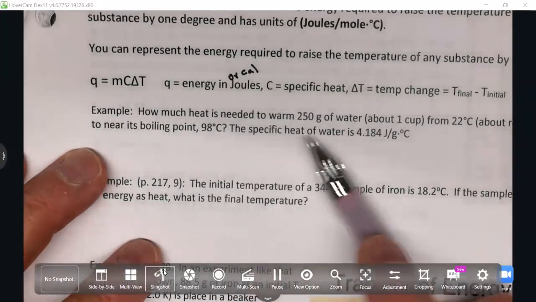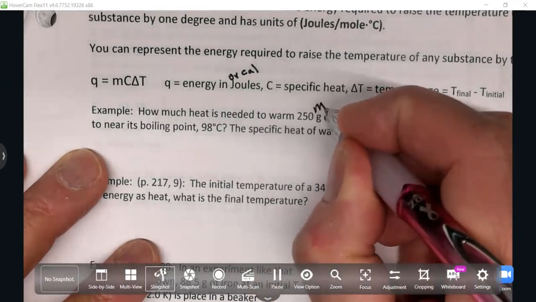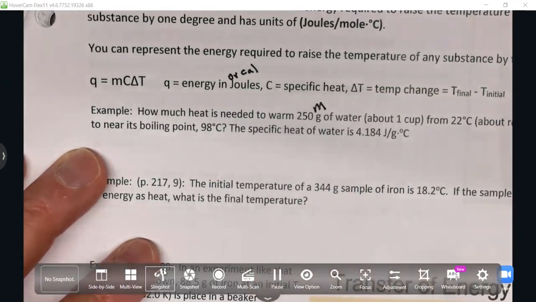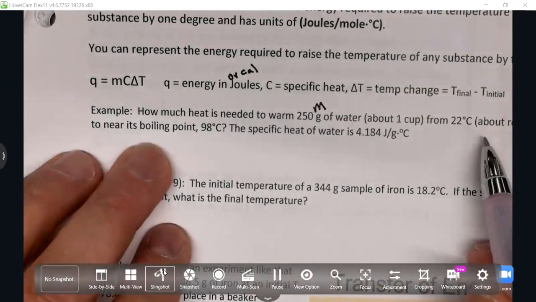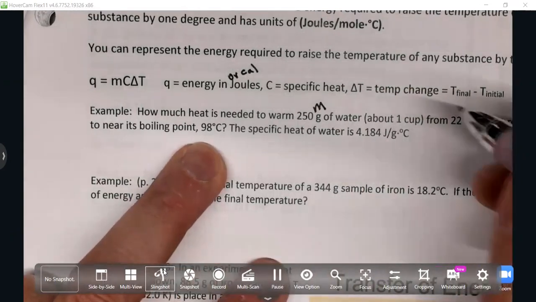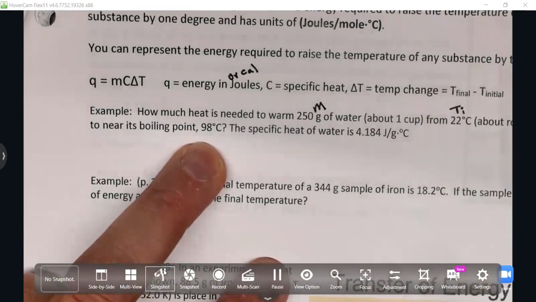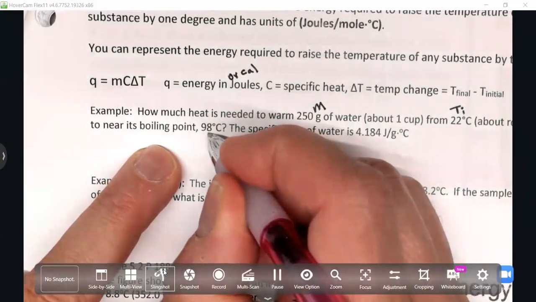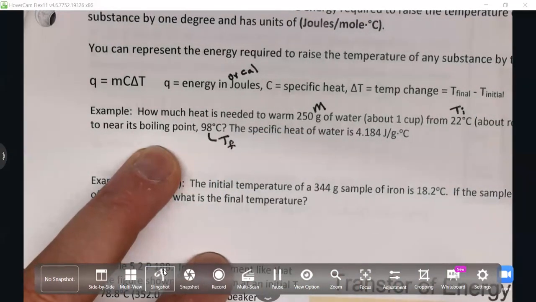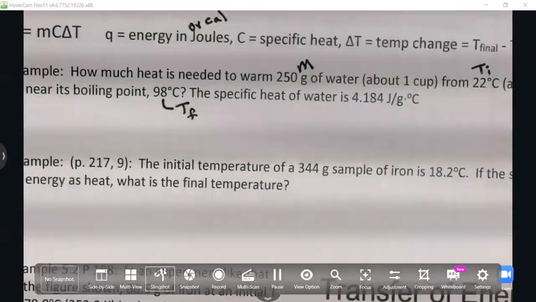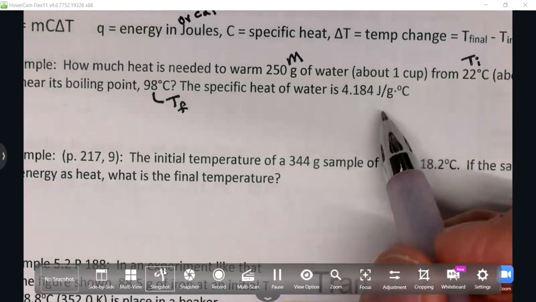So how much heat is needed to warm 250 grams of water? So we know 250 grams is a mass, all right? From 22 degrees, about room temperature, to near its boiling point, 98. So then we know that this is T initial. I'll just put a TI for T initial. And then we know that this right here, of course, is T final. And the specific heat we're going to use is 4.184 joules per gram degree Celsius.